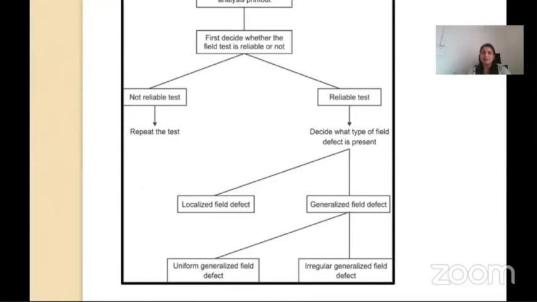When you get a printout, first see whether it is reliable or not. If it is not reliable, repeat it. If it is reliable, decide whether it is localized or generalized. If it is generalized, decide whether it is uniformly generalized or irregularly generalized.